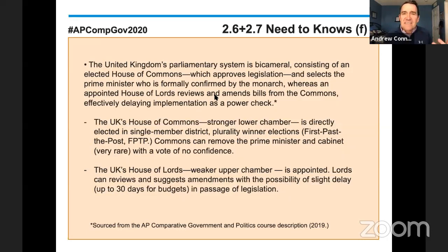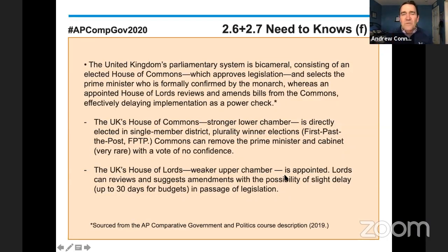The House of Lords is just a review group. It reviews legislation, it can suggest amendments, it can slightly delay legislation, although not for a very long time. It's a weaker upper chamber, and the House of Lords is entirely appointed.